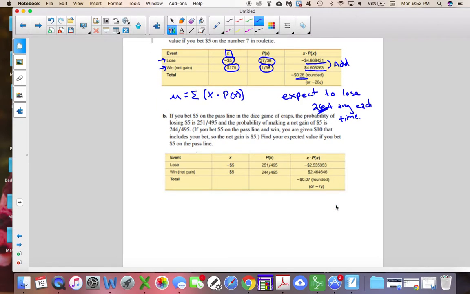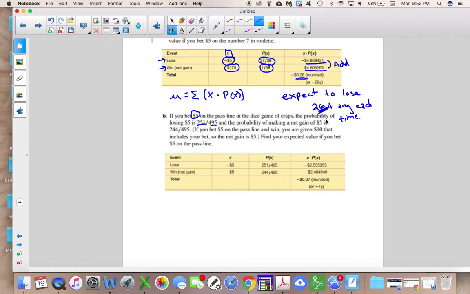All right. Now, if I bet $5 on a dice game, there is a 251 out of 495 probability that I'm going to gain $5. Okay. So the odds are kind of 50-50. A little bit more than 50-50 actually. There's a 244 over 495 that I'm going to just lose it, right? So I have, again, lose, win. I'm going to either lose $5, and that happens 251 out of 495 times, or I'm going to win $5, 244 over 495, all right?